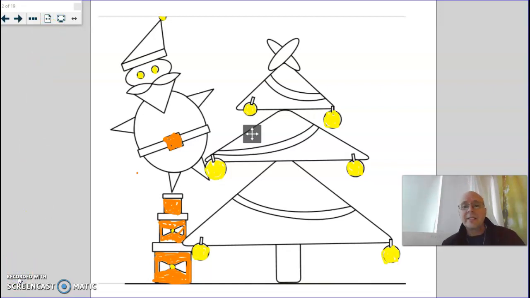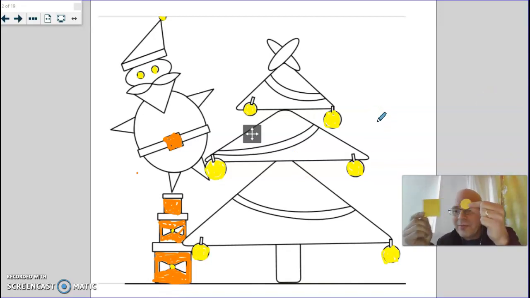By the end of today's lesson, you should have colored all of the circles yellow and all of the squares orange. Tomorrow we'll talk about triangles and rectangles, okay? And we'll finish up our picture using triangles and rectangles. All right, everybody. I hope you had fun. Today we talked about circles and squares, didn't we?